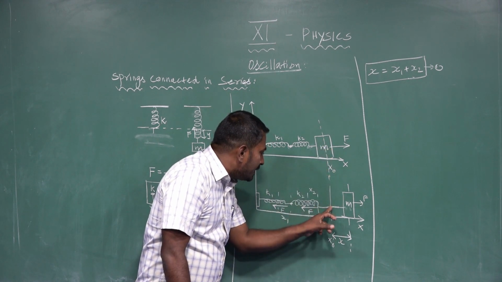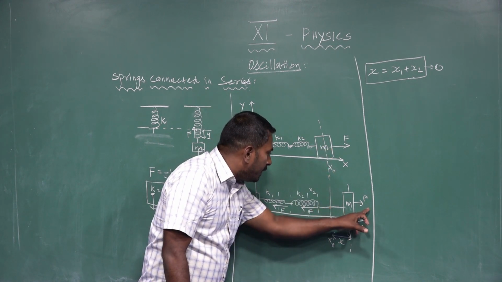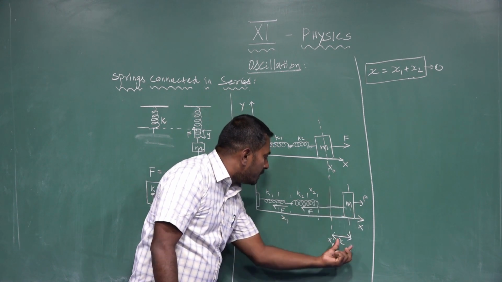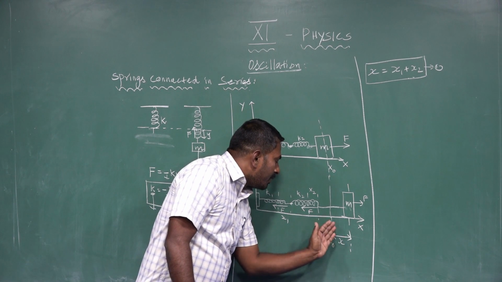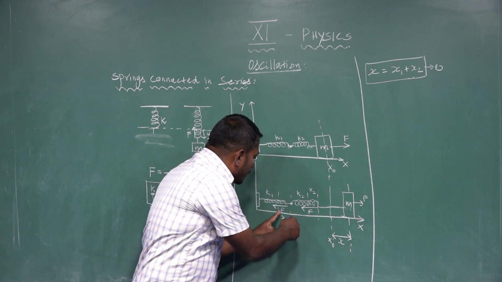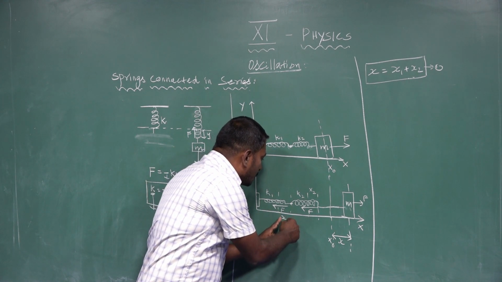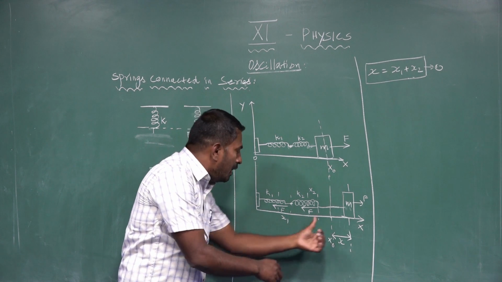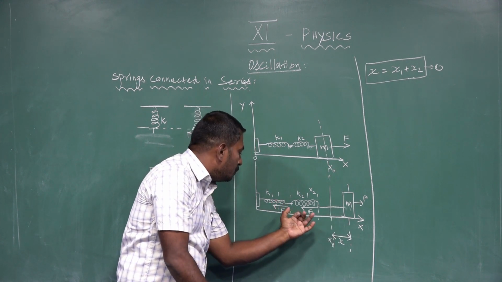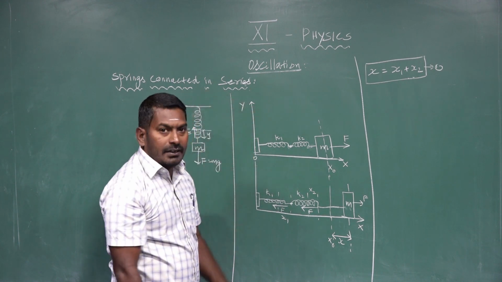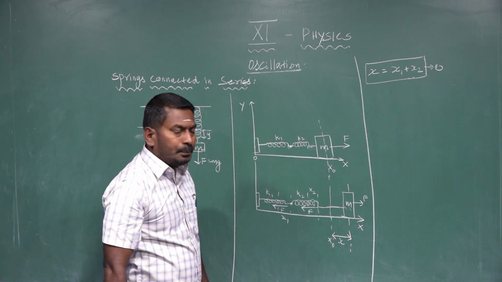The distance x covered by the load of mass m from its equilibrium position after application of the external force is due to the extensions x1 and x2 produced in both springs. The extension produced in each spring is different, but the restoring force developed in both springs is the same in springs connected in series. That's very, very important.